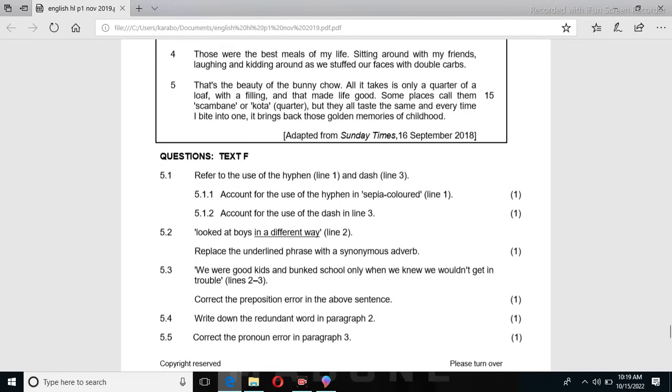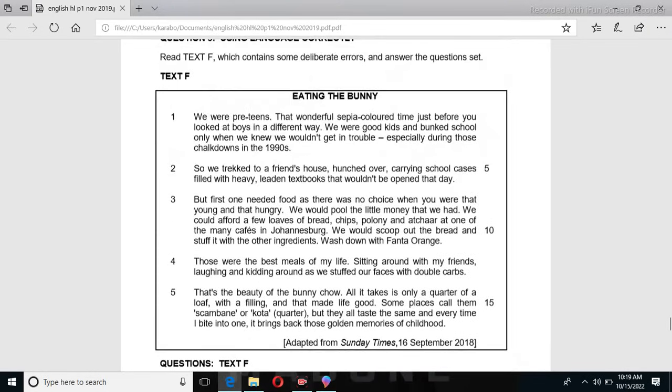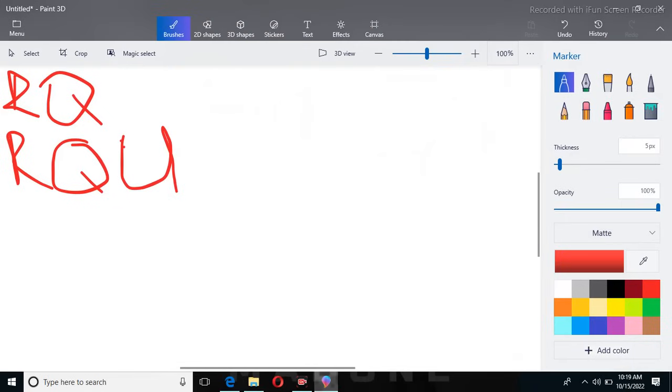Now that you read the questions, your next step now is going to be reading the text. You're going to read the text twice, guys. I'm going to put times 2 here. You are going to read this text twice, guys.